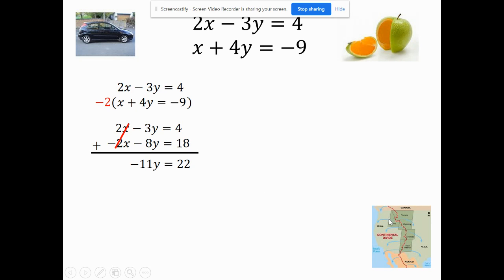And now I'm going to draw the nice continental divide here to tell me I need to divide. And what's in front of the y? A -11. So I'm going to divide both sides by -11. That will cancel out. So I have y equals -2.